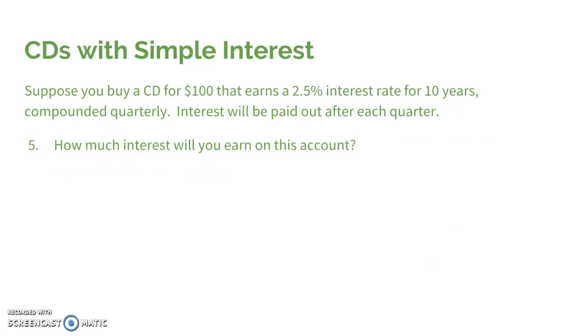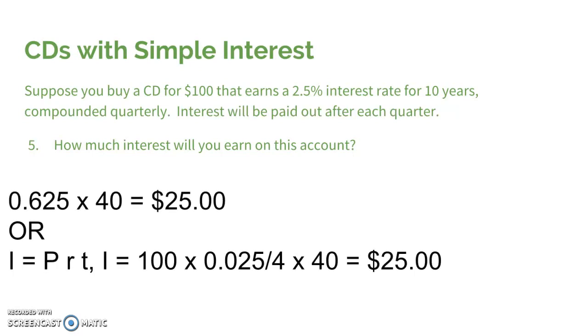All right. So go ahead and calculate it. How much interest would I earn on this account? All right. There is the answer, 62.5 cents times 40 is $25.